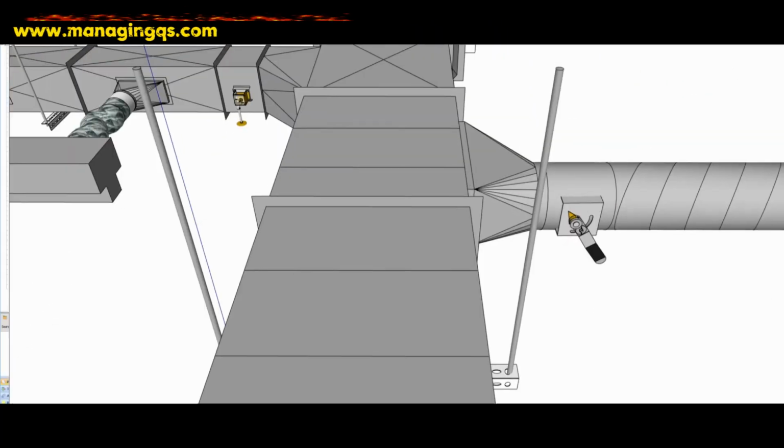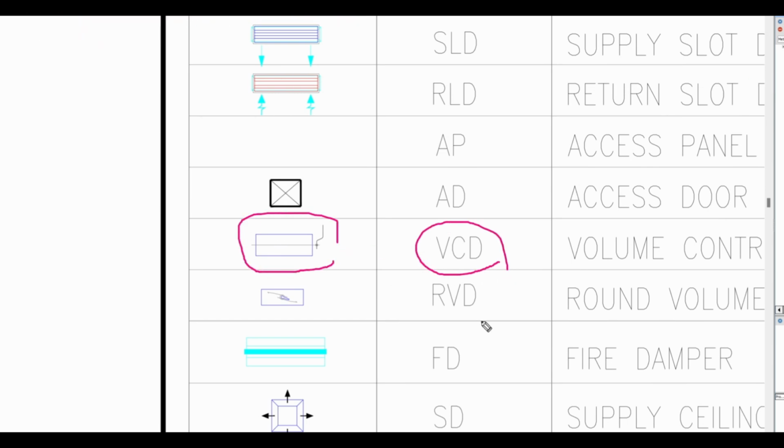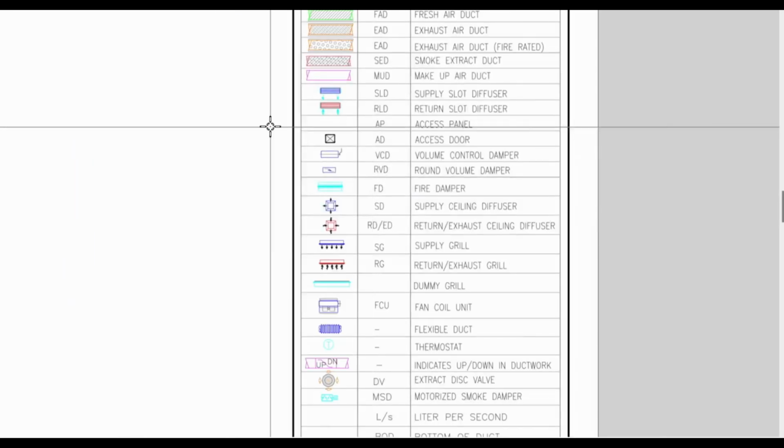The problem is, in this drawing they clearly mention the VCD, and the icon looks like this, and the RVD icon looks like this. We also know some technical ideas: the general VCD is fixed for rectangular ductwork and the RVD is fixed for circular or flexible ductwork. Based on this technical idea, now let's move to the drawing.